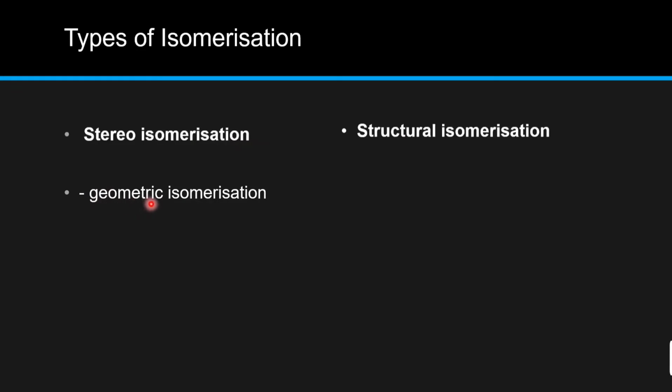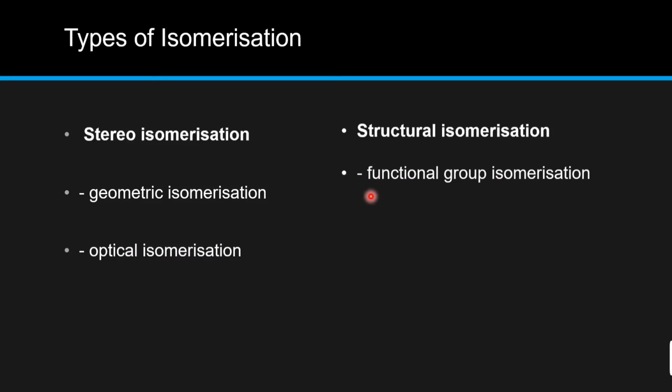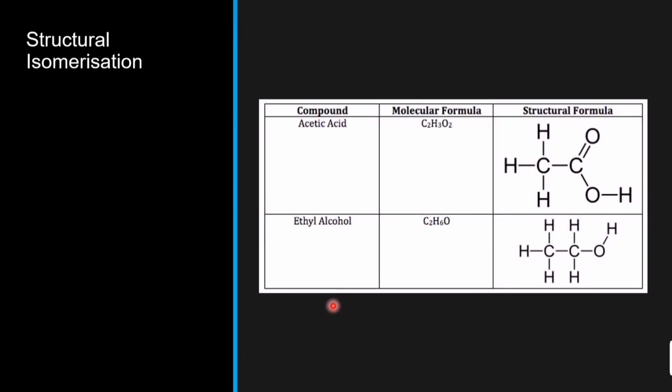stereoisomerisation, there is geometric and there is optical. But optical will be more focused on in year 13, so we won't be looking at that today. And in structural, there is functional group, there is chain, and there is position. And we'll be looking at what these mean now.